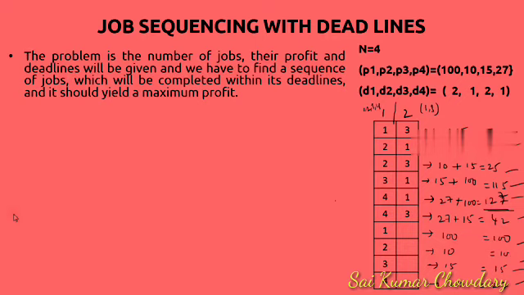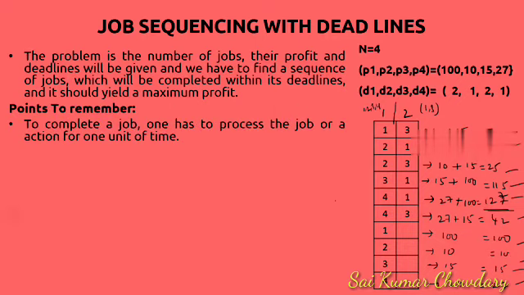So we'll see now what are the points to remember. To complete a job, one has to process the job or an action for 1 unit of time. At a time you need to process one job. Only one machine is available for processing jobs. So here you have only one machine, that's why you need to do one job at 1 unit of time.